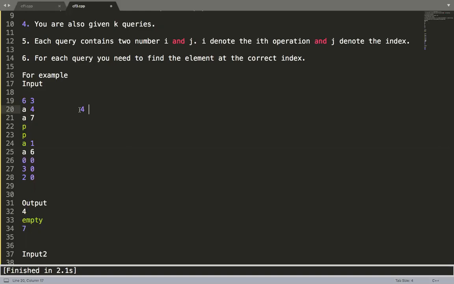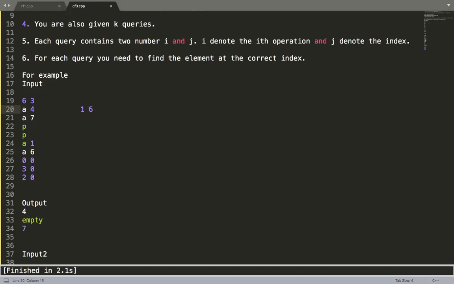Then after the second operation, I need to append 7. Then after the third operation, I need to pop 4. So now the queue is like this. After the fourth operation, I need to pop 7 also. Then after the fifth operation, I'm going to insert 1. Then after the sixth operation, I'm going to insert 6.